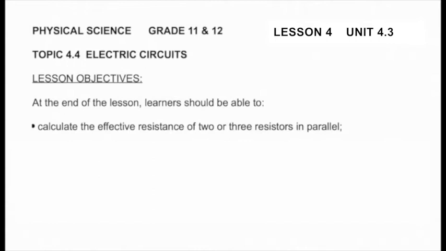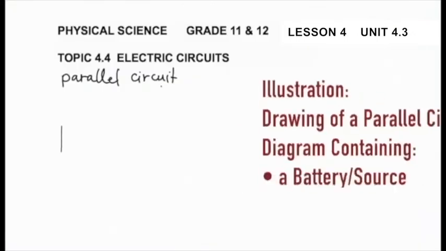Our first objective from today's lesson: at the end of the lesson, learners should be able to calculate the effective resistance of 2 or 3 resistors in parallel. I'll quickly draw a parallel circuit which is going to have 2 resistors. We want to establish the effective resistance of the 2 resistors that are set in parallel, so that we are able to see what effective resistance is going to be offered by these 2 resistors. So I'll quickly draw a circuit.